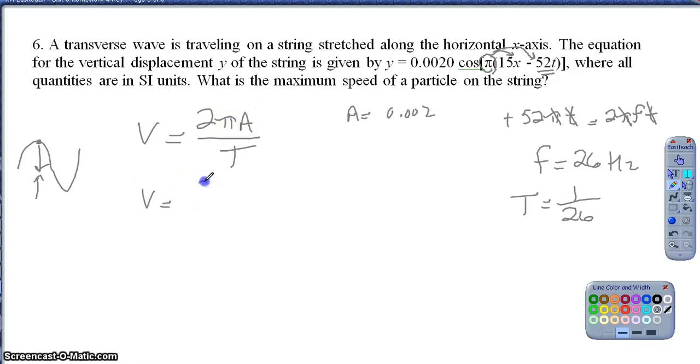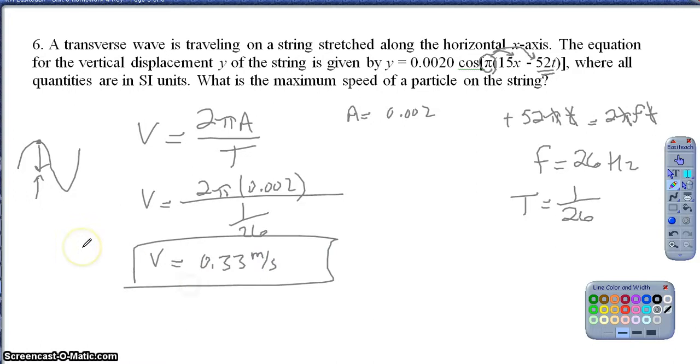Finding the velocity, I'm just plugging those in, so 2 pi times 0.002 divided by the period, so 1 over 26. Obviously that just inverts that, flips that over, and I get my velocity to be about 0.33 meters per second. So about 0.33 meters per second.